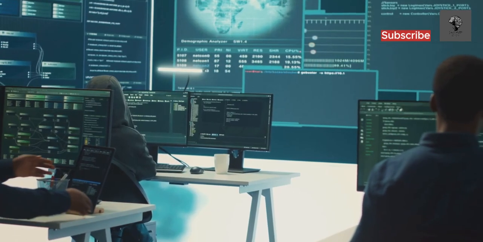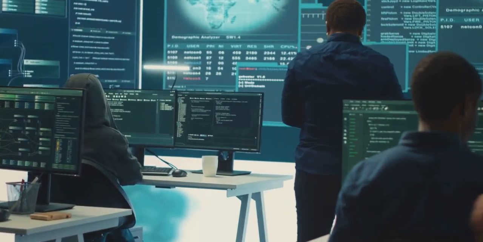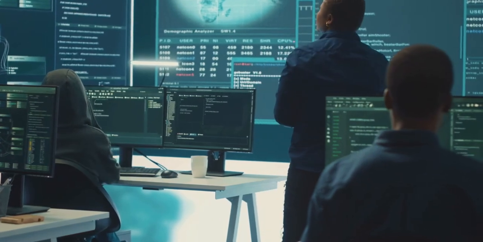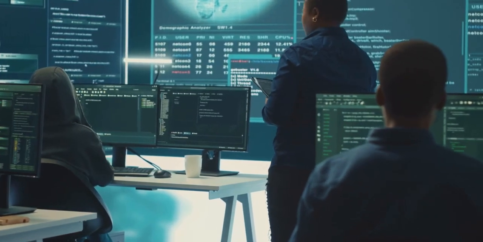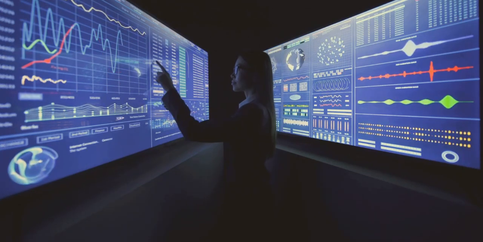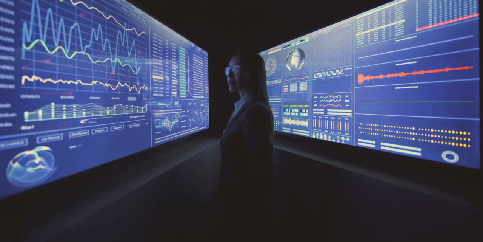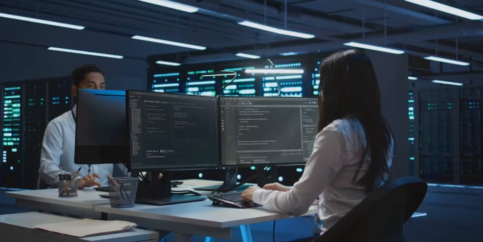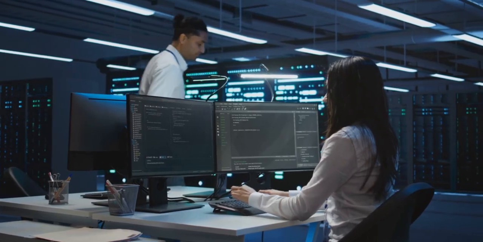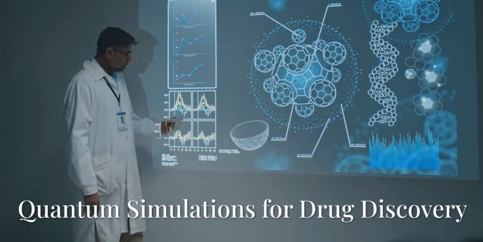Furthermore, quantum computing can enhance fraud detection mechanisms, identifying suspicious patterns and anomalies that might escape even the most sophisticated classical algorithms. By analyzing transactional data in real time, quantum-powered systems can flag potentially fraudulent activities, mitigating financial losses and bolstering security measures.